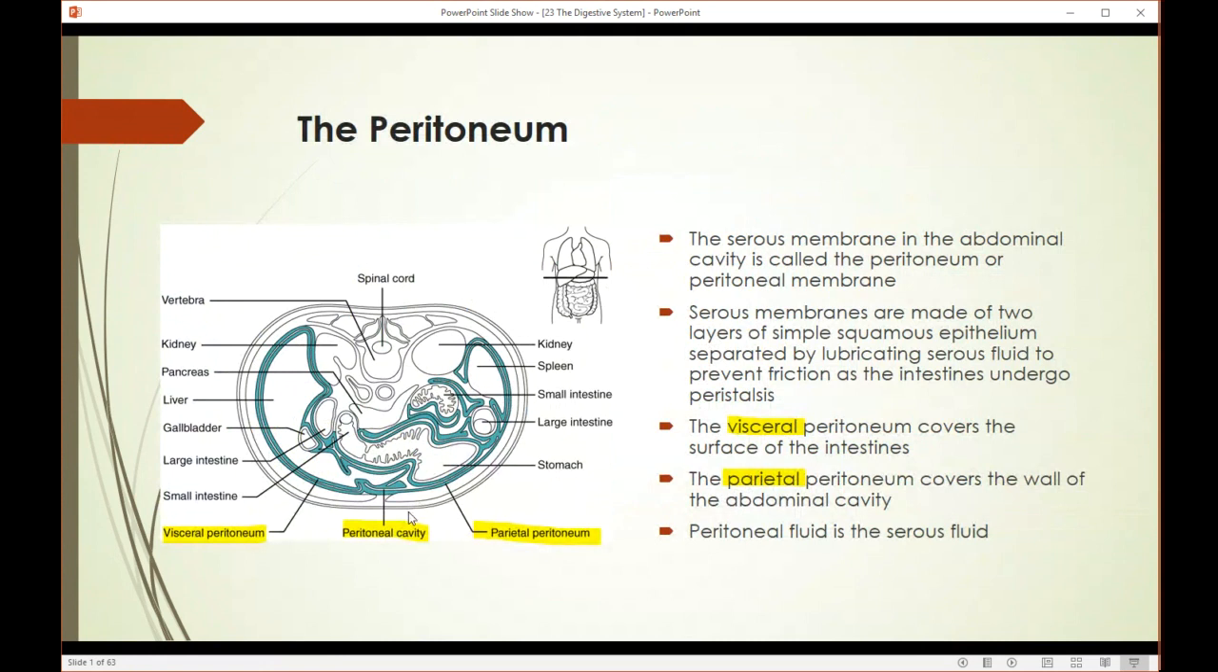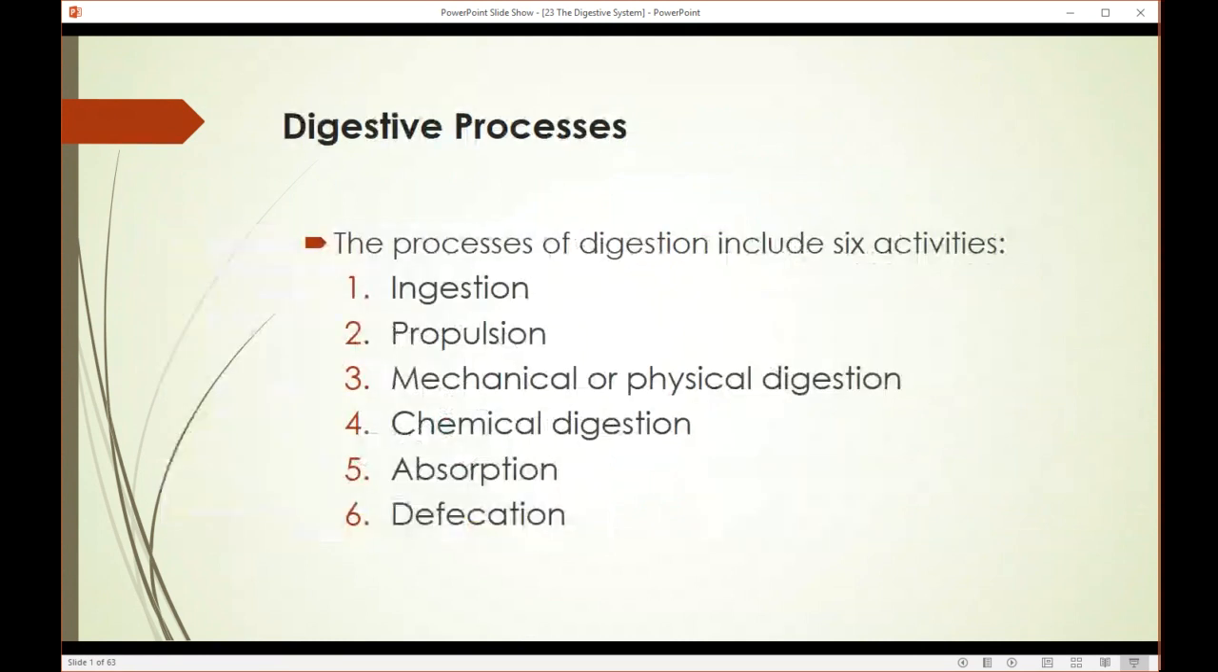This is the peritoneum. Okay. So what you can see here is this is the visceral peritoneum. Remember, the visceral part is going to be the part that actually wraps around the organ itself. Okay. And then we have the parietal peritoneum. That's going to be the part that covers the wall of the abdominal cavity. And between them, we have the peritoneal cavity. This peritoneal cavity is also called the peritoneum. Okay. And peritoneal fluid is serous fluid. That's really for lubricating to prevent friction, because remember, those intestines are going to undergo peristalsis.